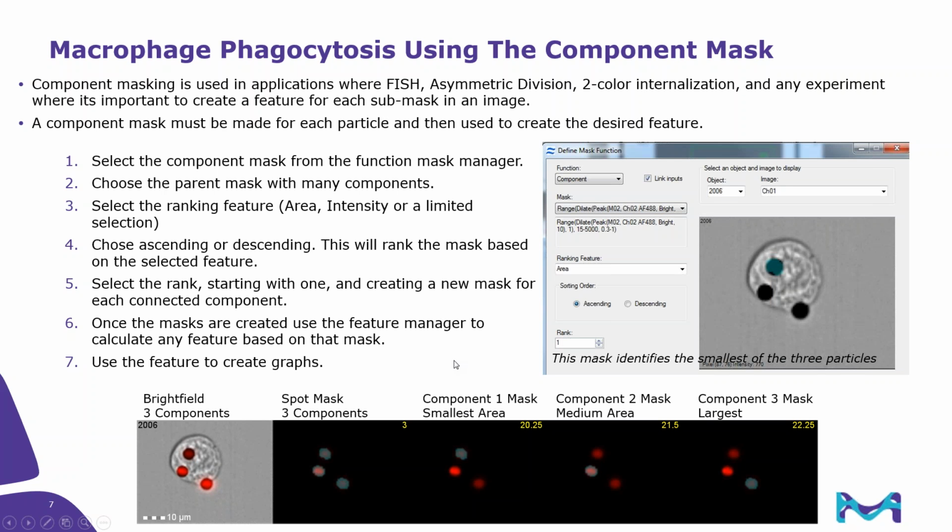And so this has been a powerful tool that's going to allow us to do a number of new applications, including a more detailed phagocytosis. We can leverage component masking to look at FISH spot intensity, FISH spot quality, bacterial particles, intensities and areas, as well as looking at asymmetric cell division for immune cells.